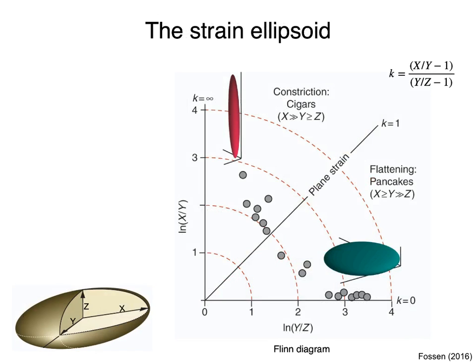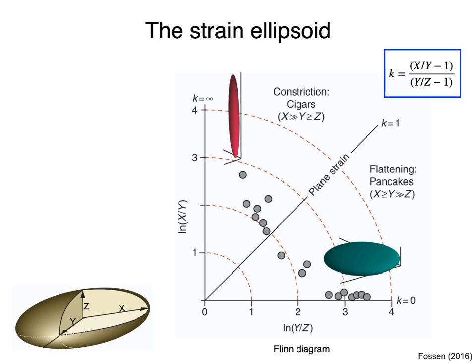In 3 dimensions, the strain ellipsoid is defined by 3 axes, the long axis of the ellipsoid, x, the intermediate axis, y, and the short axis of the ellipsoid, z. The Flynn diagram is a way to describe the strain ellipsoid. The axes of this diagram are the natural logarithm of y over z, and x over y. The ratio, k, as defined by this equation, describes several fields in the diagram.